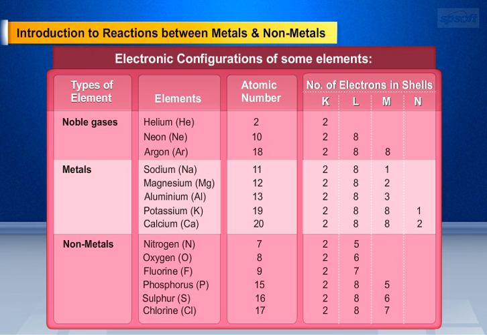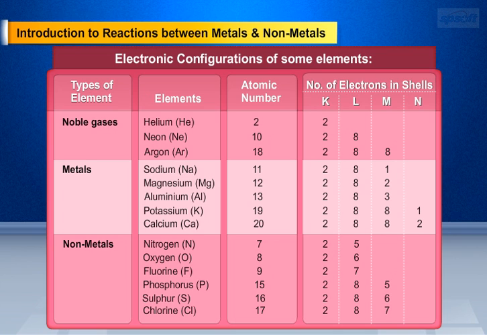Nitrogen is a non-metal, and its atomic number is 7, nitrogen has 2 electrons available in K shell, and 5 electrons available in L shell. Oxygen is a non-metal, and its atomic number is 8, oxygen has 2 electrons available in K shell, and 6 electrons available in L shell. Fluorine is a non-metal, and its atomic number is 9, fluorine has 2 electrons available in K shell, and 7 electrons available in L shell.